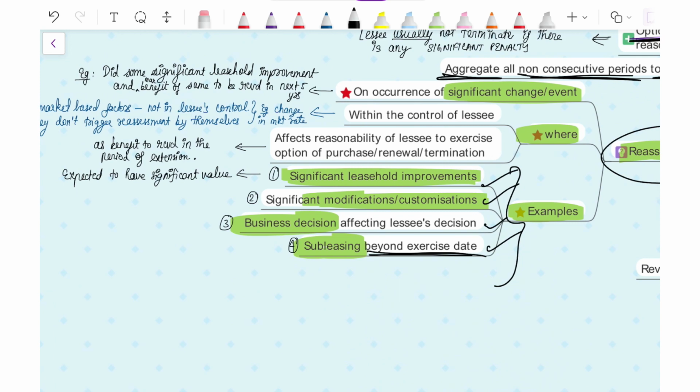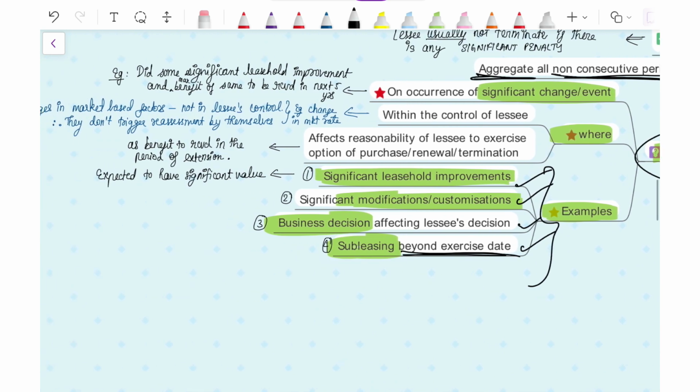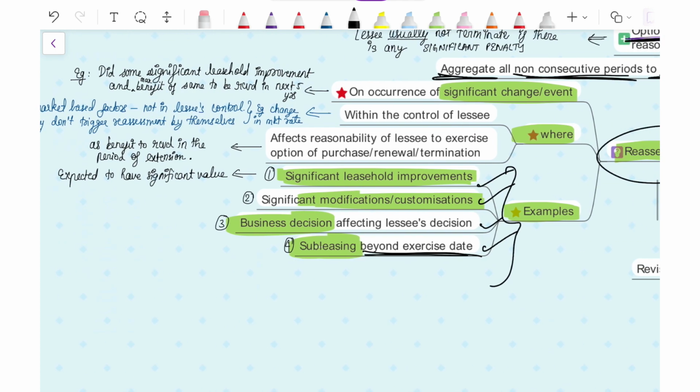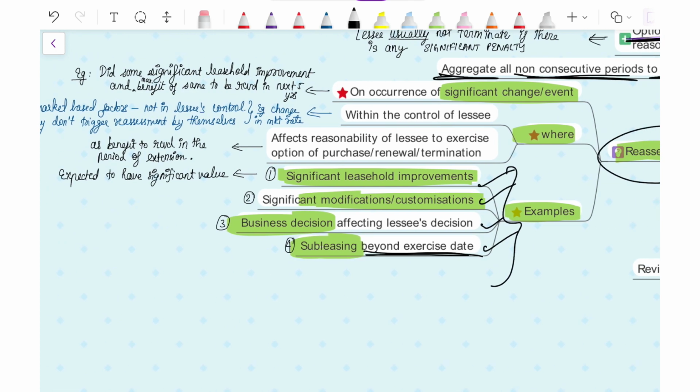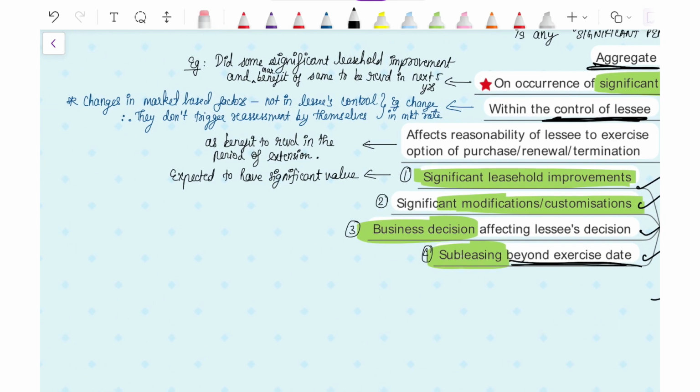Okay. Yes. So this reassessment of lease term, first it should be within the control of the lessee. The examples which I have given are under the control of the lessee. That means these changes should not happen because of some market-based factor, because some external thing is changing. You need not reassess your lease term.